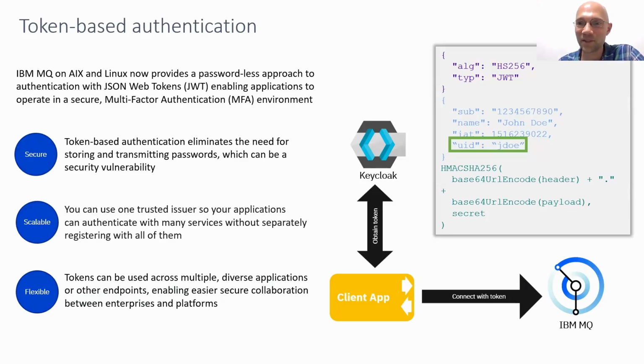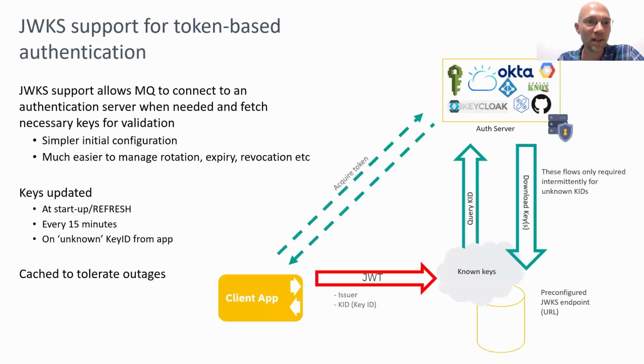Now, that does mean that there is a little bit of setup required, in that you need to load the trust store used by the queue manager with those keys or certificates from the issuer, which is a little bit of work, but you can get around that with the more recent enhancement, which is JWKS support. What this adds to the token authentication feature is the ability for the queue manager to talk to the token issuer in order to request or download the keys that are used by that token issuer to sign tokens.